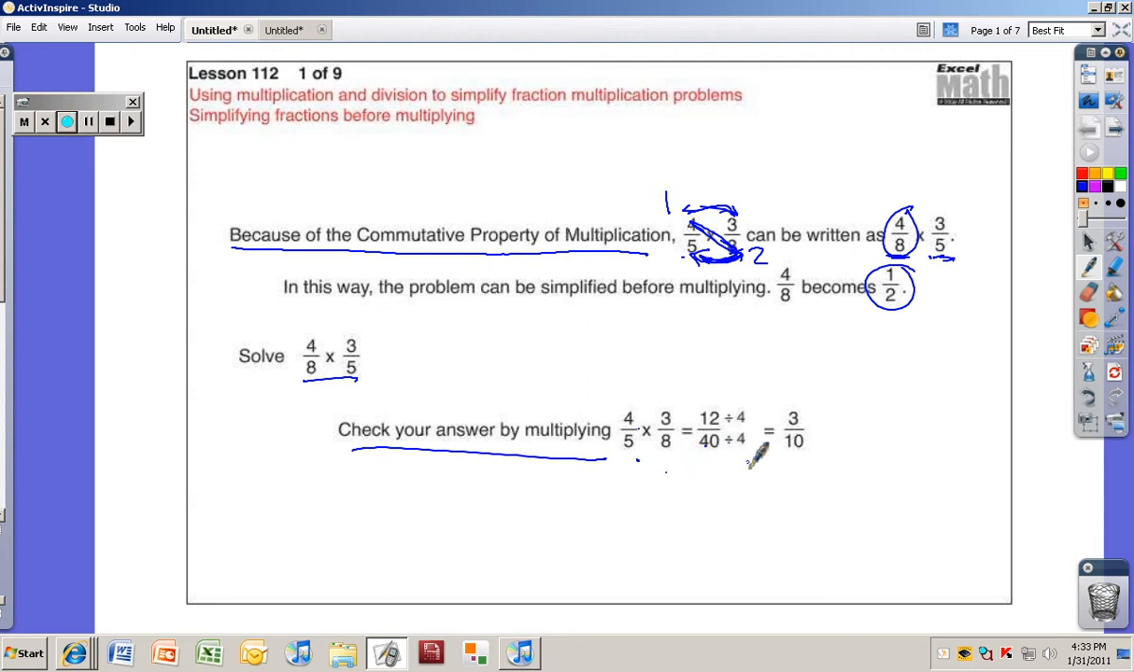12/40, 12 divided by 4 is 3. 40 divided by 4 is 10. So the answer is 3/10.